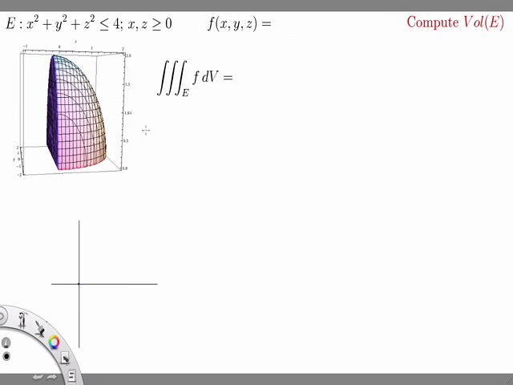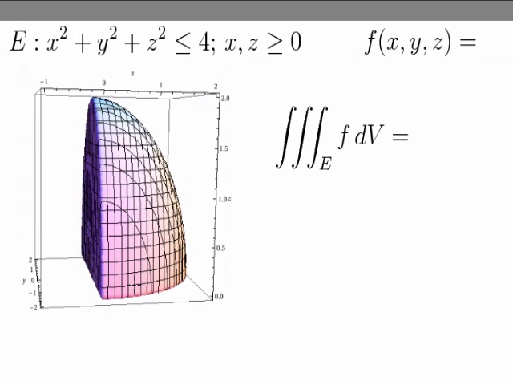Let's work through an example of using cylindrical coordinates to compute a triple integral. The problem is to compute the volume of a region E in 3-space, and the region is 1/4 of a ball of radius 2. So this is a picture of our region E, and in rectangular coordinates it's given by x squared plus y squared plus z squared is less than or equal to 4, and the coordinates x and z are at least 0.